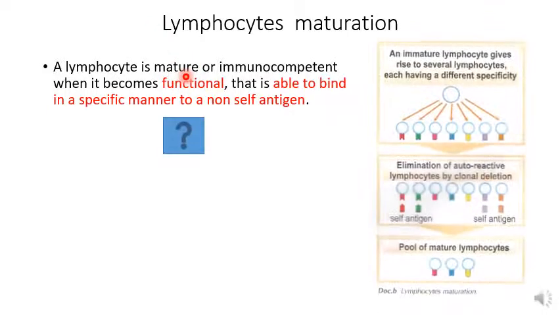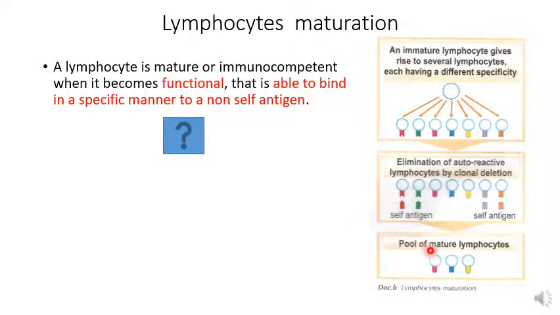How? Let's see. In document B, this is an immature lymphocyte present in the bone marrow and waiting to undergo maturation. First of all, this immature lymphocyte gives rise to several lymphocytes. And as you see, every lymphocyte of these presents on its surface a different receptor. Every color indicates a specific type of receptor.